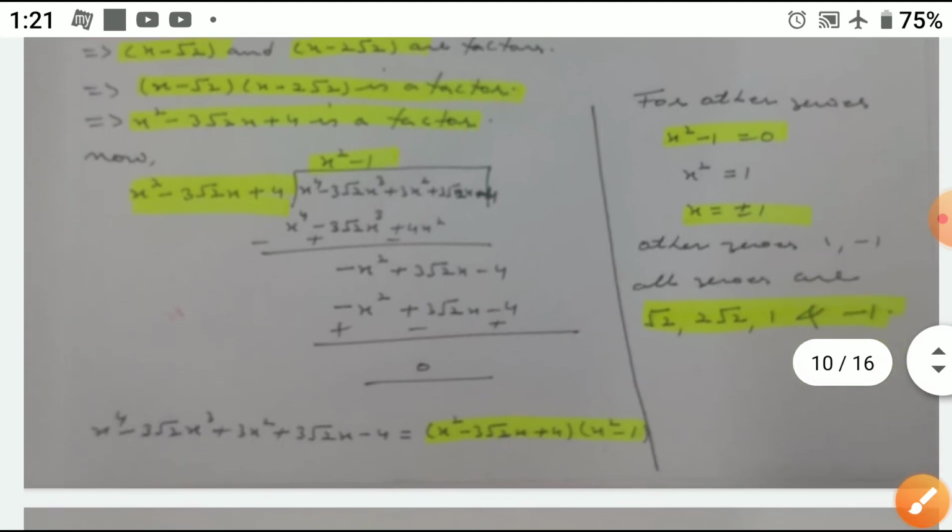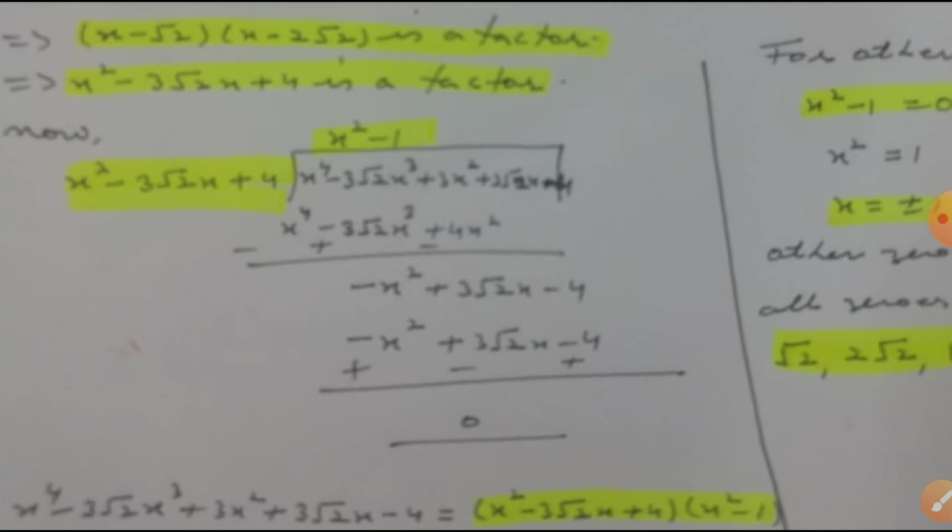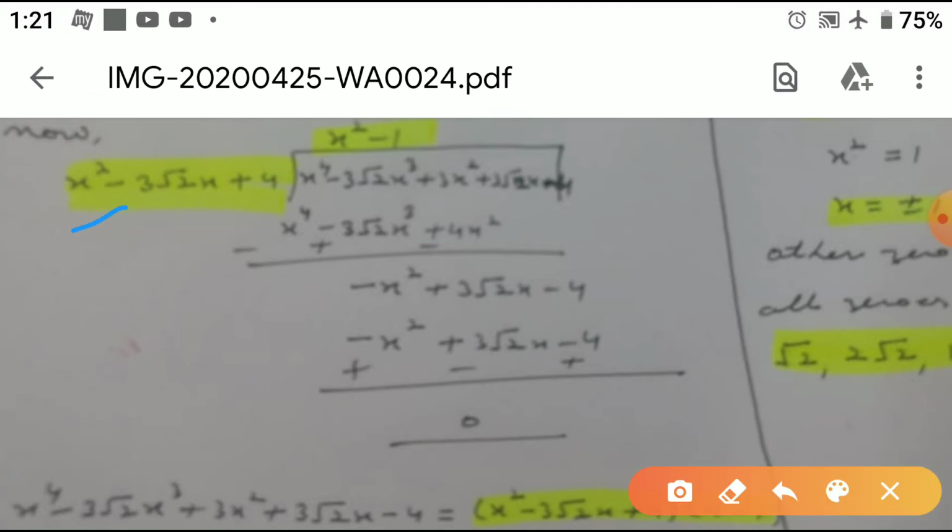Now if this is a factor, we need to divide this. So divide the given polynomial by x square minus 3 under root 2x plus 4, right? Here x cube, here x^4, x square. The digits are not so clear, but okay. x square with x square we get x^4. When you multiply this x square with this, we get minus 3 under root 2x cube, and you multiply minus 1 with 4, we get minus 4, right?